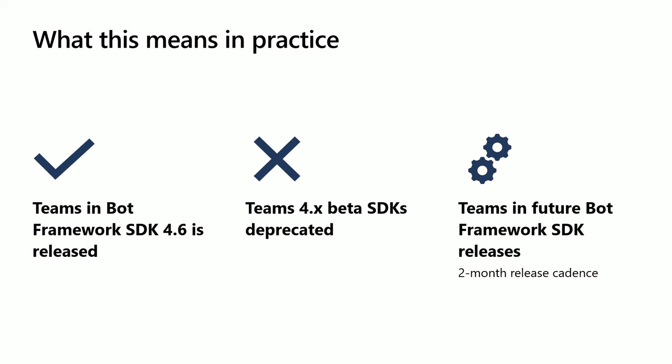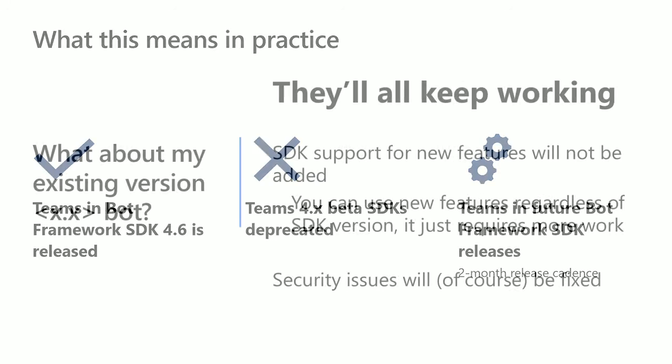So the Teams and bot framework SDK 4.6 was released late last week. The Teams 4.x beta SDKs are deprecated right now. I guess it'll still work if you get your versions right, but pretend it doesn't exist. And going forward, we are matching the cadence with the bot framework team, where they release a new SDK version every 2 months, and all Teams stuff is going to be in there.